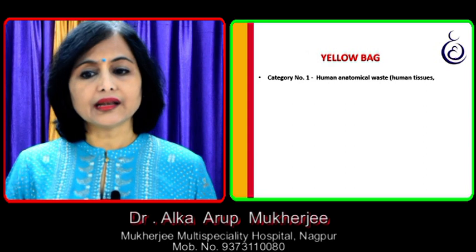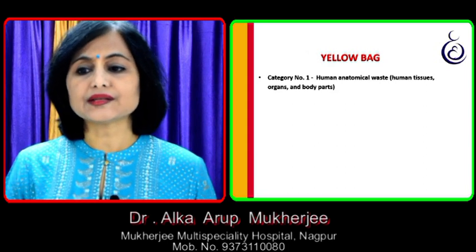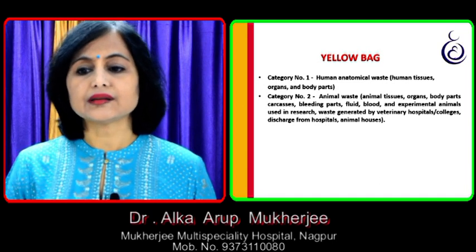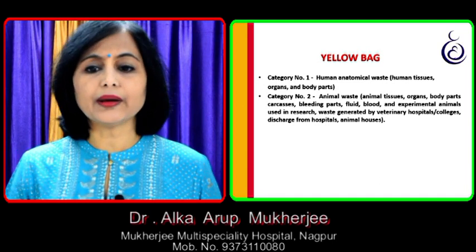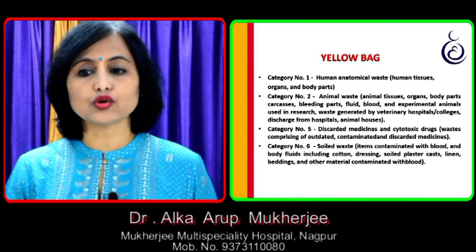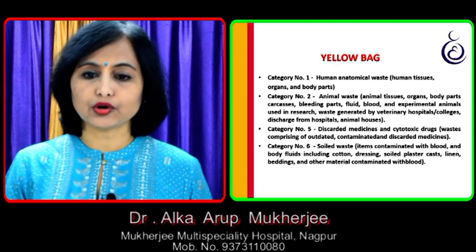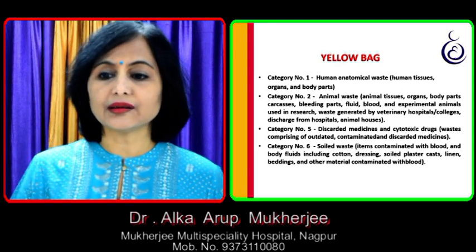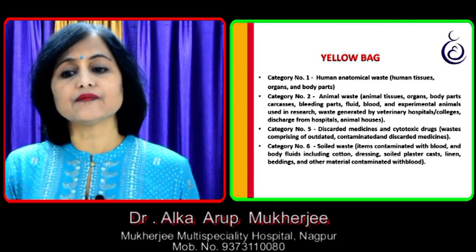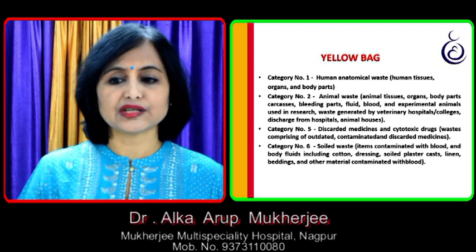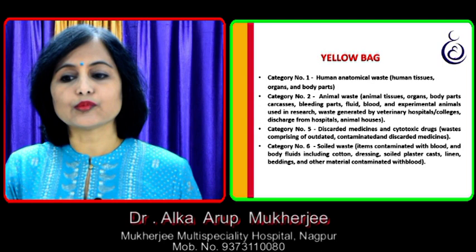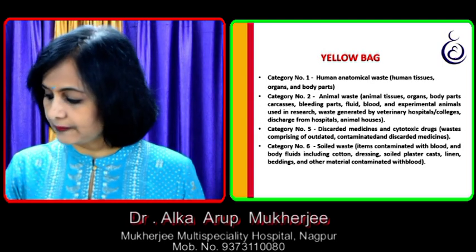In the yellow bag, category number 1, that is human anatomical waste, human tissues, organs and body parts. Category 2, animal waste. In the yellow bag we have to store categories 1, 2, 5 and 6. Category 1 is human anatomical waste, human tissues, organs and body parts. Category 2 contains animal waste, animal tissues, organs, body parts, carcasses, bleeding parts, fluid, blood and experimental animals used in research, waste generated by veterinary hospitals or colleges, discharged from hospitals and animal houses.